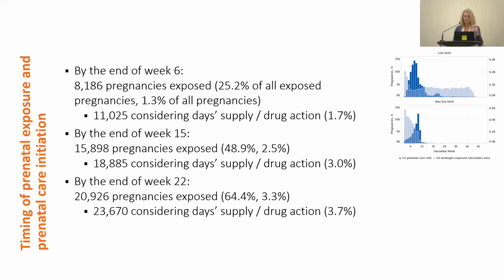So these are the 3 major abortion cutoffs that are used in the United States: week 6, week 15, and week 22 in the legal abortion rights now. So if we're looking at week 6, about a quarter of all pregnancies that have teratogenic exposure throughout gestation, a quarter of those happens up to week 6, so really early. About half happen up to week 15, and about 2/3 happen up to week 22. And if we're looking at all pregnancies, 1.3% of all pregnancies have exposure to a teratogen within the first 6 weeks of pregnancy.